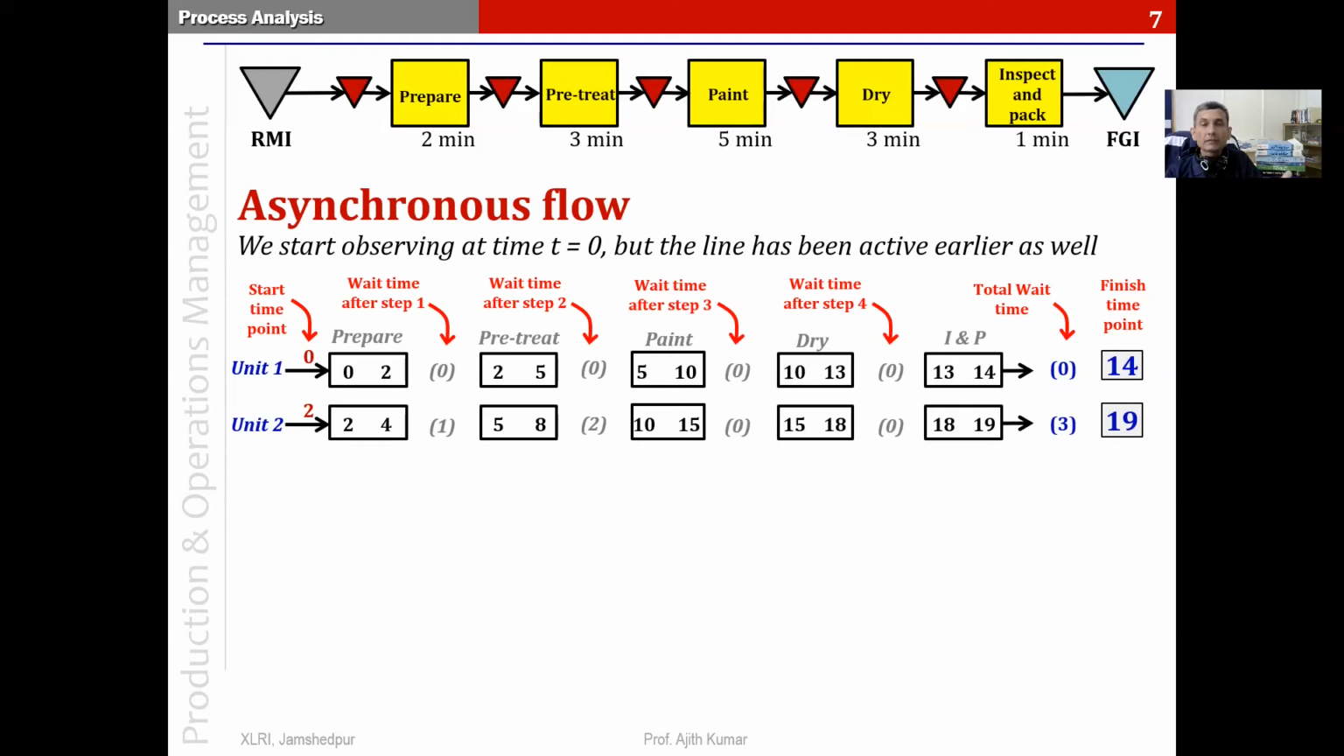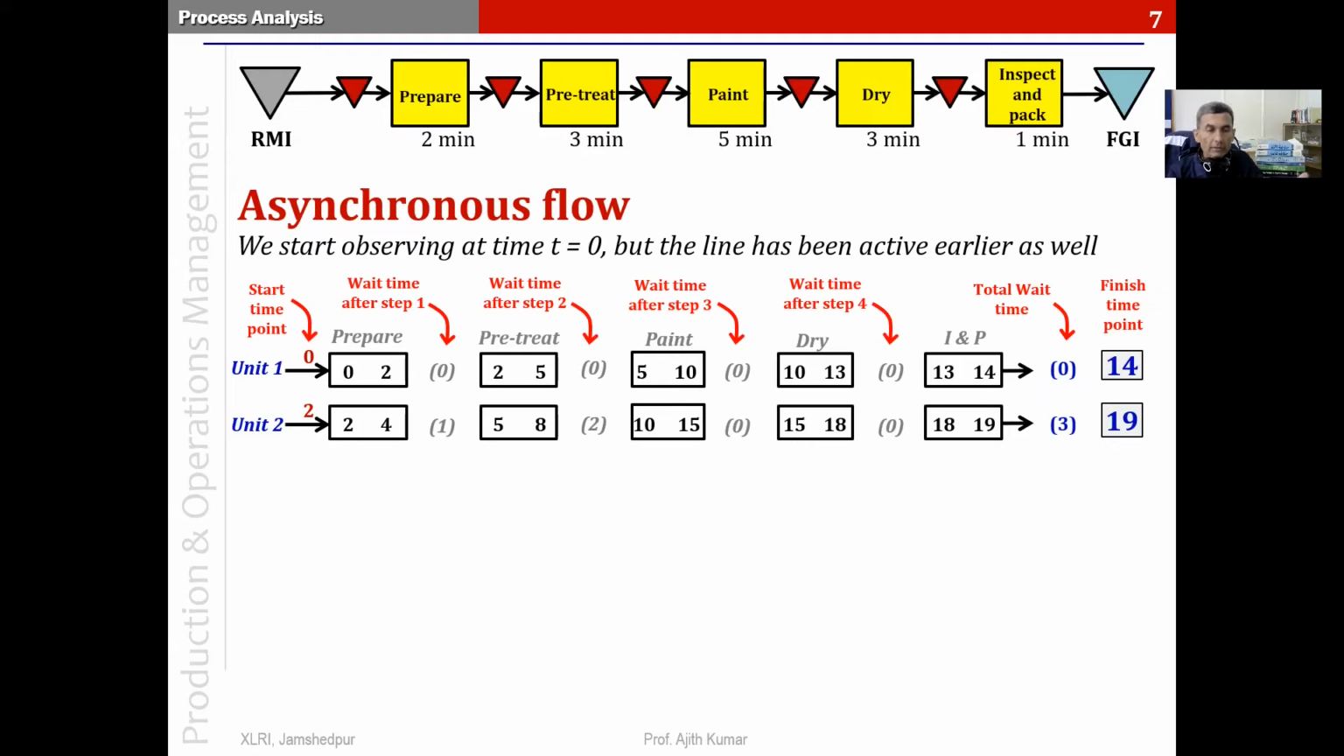Now at the dry step, we see that unit 1 has already completed processing, and that happened at t equal to 13, which means at t equal to 15, when unit 2 reaches there, the dry step is free and it starts processing unit 2 immediately. It takes 3 minutes at unit 2 and then moves on to inspect and pack, which again is free because unit 1 has already completed processing there, and it can straight away process at inspect and pack. It takes 1 minute to process there and completes the process at t equal to 19.